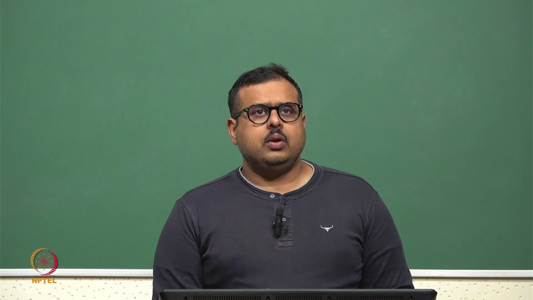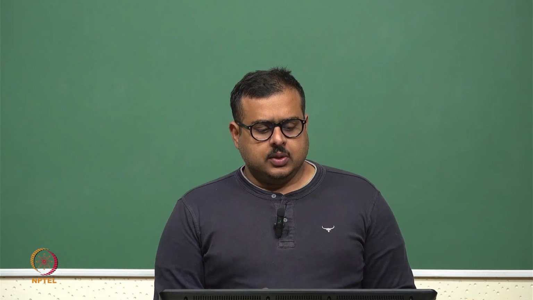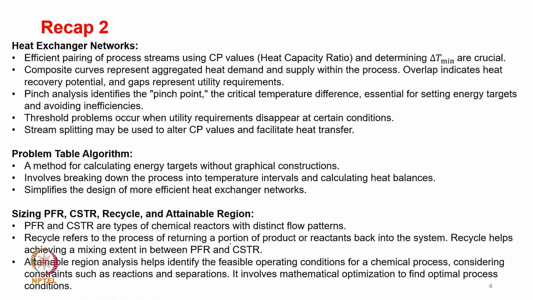Then we went ahead and looked at heat exchanger networks. A heat exchanger network is an array of exchangers that helps you recover the maximum heat from a set of hot and cold fluid streams. There we have to pair the process streams by using the CP value, the heat capacity flow rate, and we also need to find out the delta T minimum. That is the key thing in the network design.